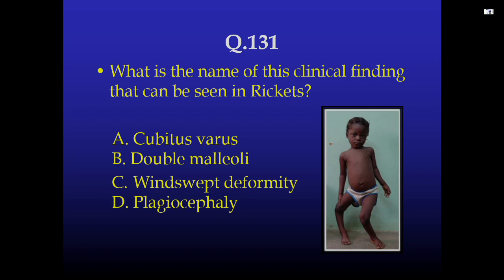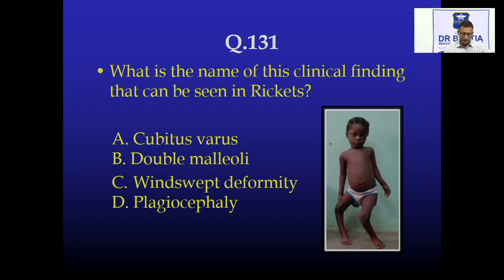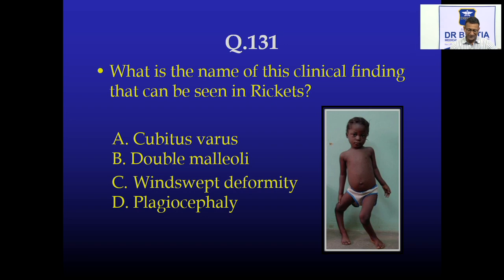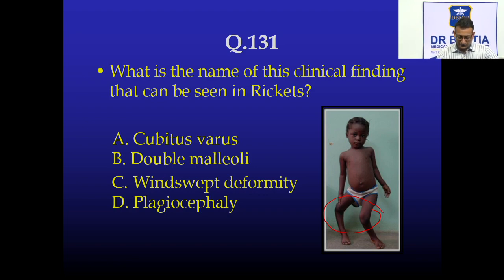The first question, question number 131, is: what is the name of this clinical finding that can be seen in rickets? I presume the most common deformity which you can see here in this picture is around the knee joints. Although all these deformities they have mentioned could be seen in rickets, a patient can have cubitus varus and valgus deformities, but for that we need to see the forearms in full extension.